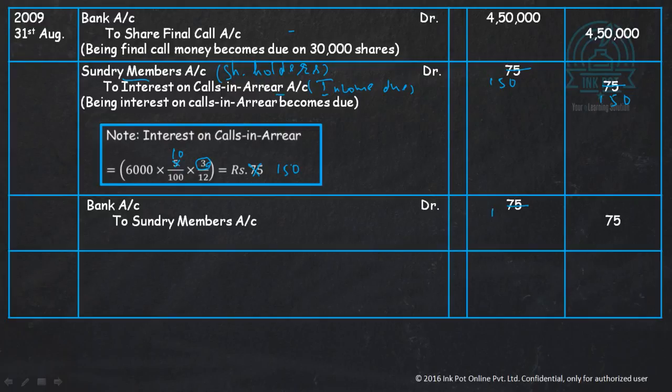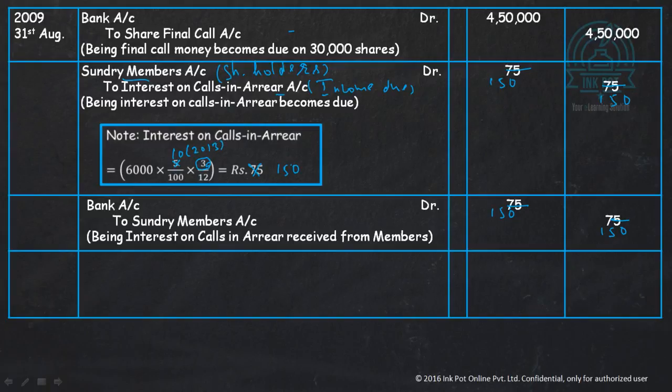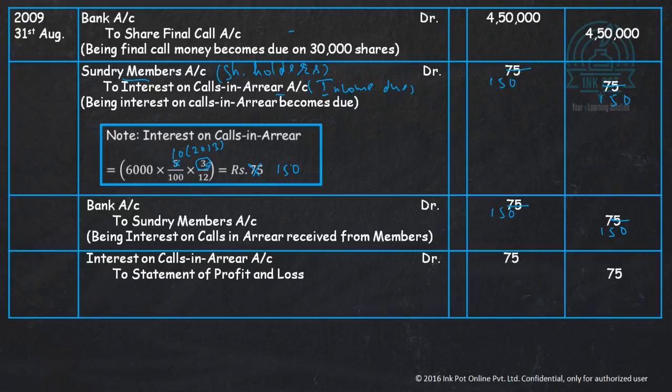This 5% was as per the 1956 Act, but as per 2013 the interest on calls in arrears is at the rate of 10%. Now this is the amount that we have transferred to profit and loss account. It's an income, therefore P&L account is to be credited with rupees 150.